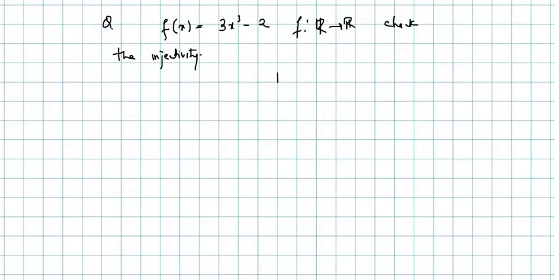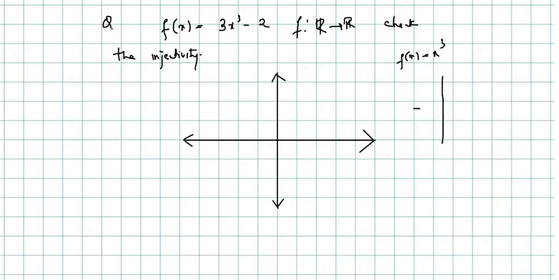Again, what are we going to do? Let's plot the graph. So we know about the cube graphs. How to draw the cube graphs? If you have seen my video, I have shown you the basic x cube graph. That means f of x equals x cube. Curve will look like this. It will look like this, right?